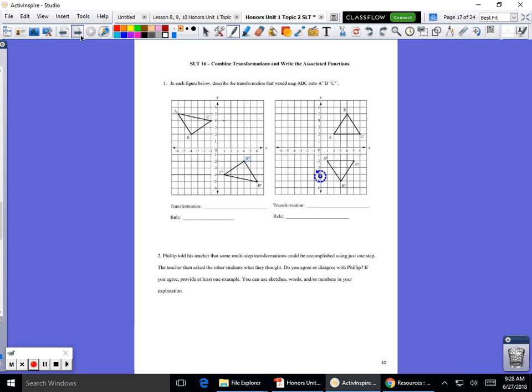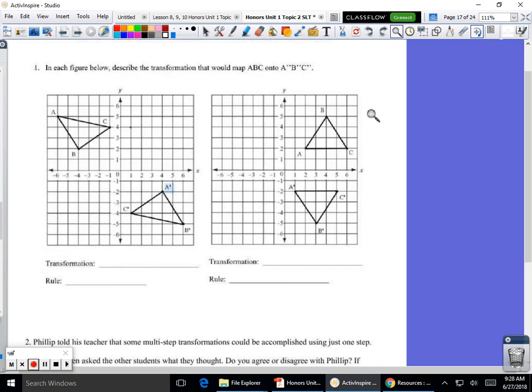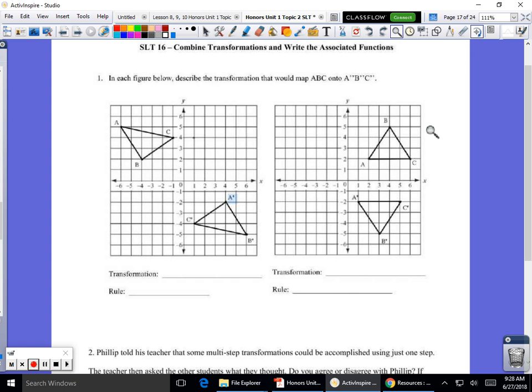Okay, let's get rid of this rotation. All right. In each of the figures below, describe the transformations that would map ABC onto A double prime, B double prime, C double prime. Since I see two primes, it seems like I want you to do one thing and then another thing. So you want to think about, how did I get from here to here? This is over 1 up 4. This is over 1 down 4.